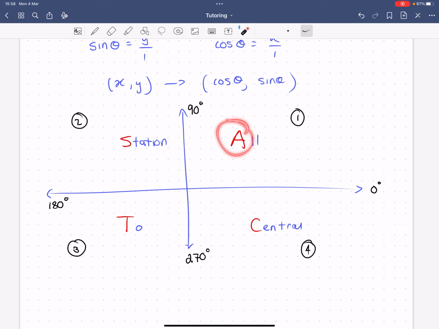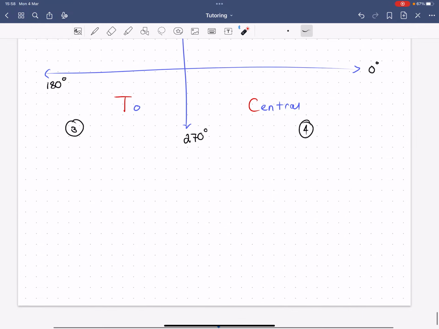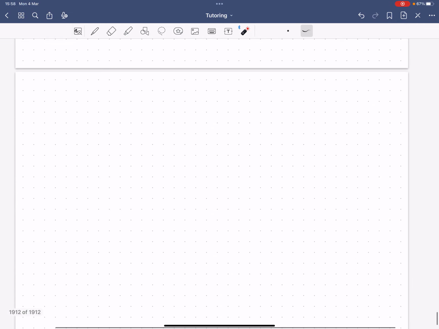To recap, in the first quadrant, sine, cos, and tan are all positive. That's what the A stands for. In the second quadrant, only sine is positive. In the third quadrant, only tan is positive. And in the fourth, only cos is positive. Now we're going to put that to one side and have a look at something called exact value triangles.